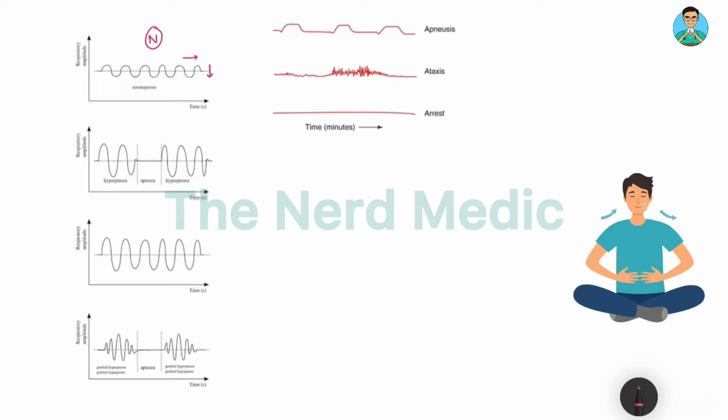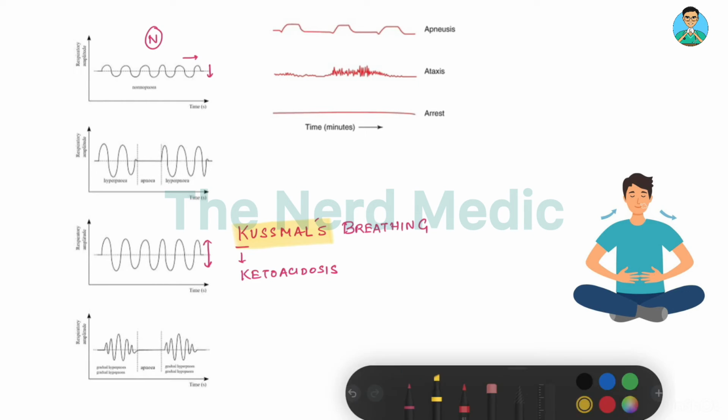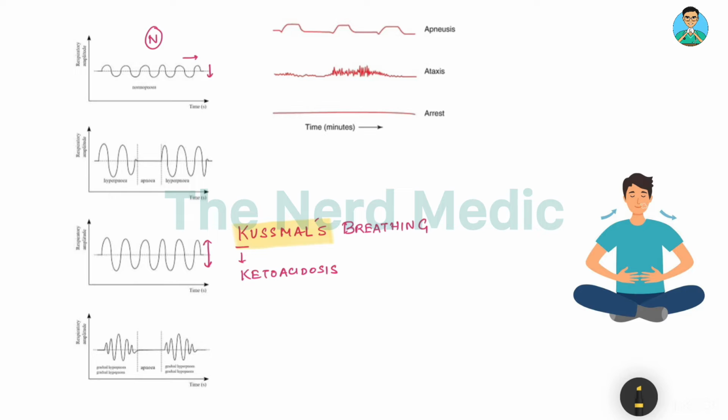Now, if the depth increases and there is a fast breathing, that is increased frequency and increased depth, this type of breathing is known as Kussmaul's breathing. From the K in Kussmaul, you can remember it is seen in case of ketoacidosis, like diabetic ketoacidosis, starvation ketoacidosis, etc. The name Kussmaul itself can help you to remember the causes of high anion gap metabolic acidosis.